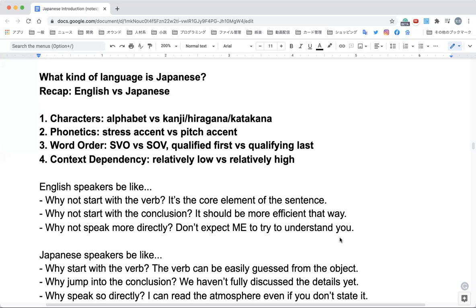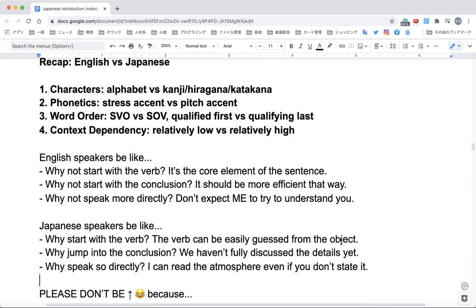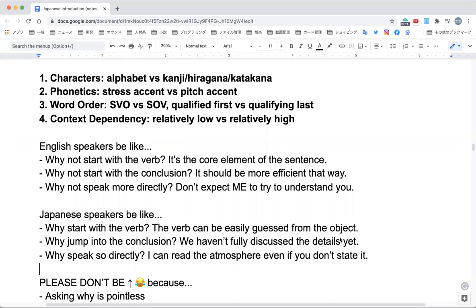You might feel that. On the other hand, Japanese people trying to speak English feel like this. Why start with the verb? The verb is obvious. We can guess from the context and from the object. And why jump into the conclusion so fast? We need to fully discuss all the details, inspect all the details before we can conclude something. And why speak so directly? You don't really need to say so much. I can understand you even without words. And being able to understand each other without words is more efficient than having to speak so clearly.